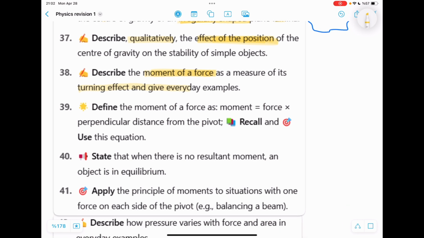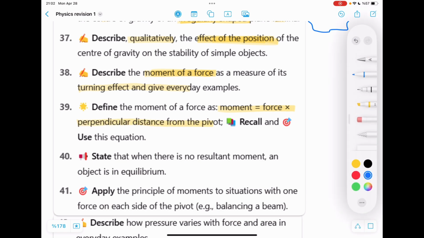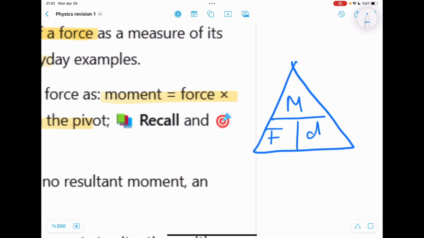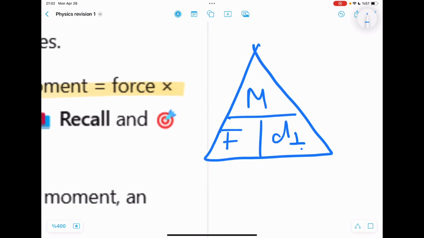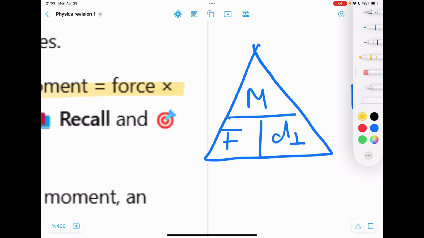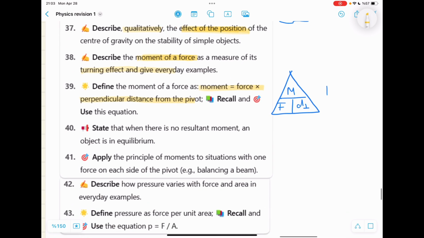Opening up doors, for example, is the best example, or windows, or car doors. Define the moment of force as moment equals force times perpendicular distance from the pivot. We have a formula for this that we can also write in a triangle, and it's going to look like this: M, force, and D with a little perpendicular symbol, which is a right angle. You need to know this equation, of course.